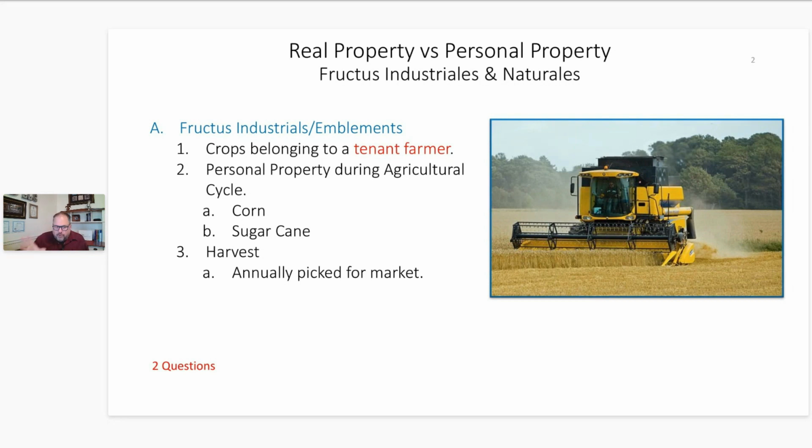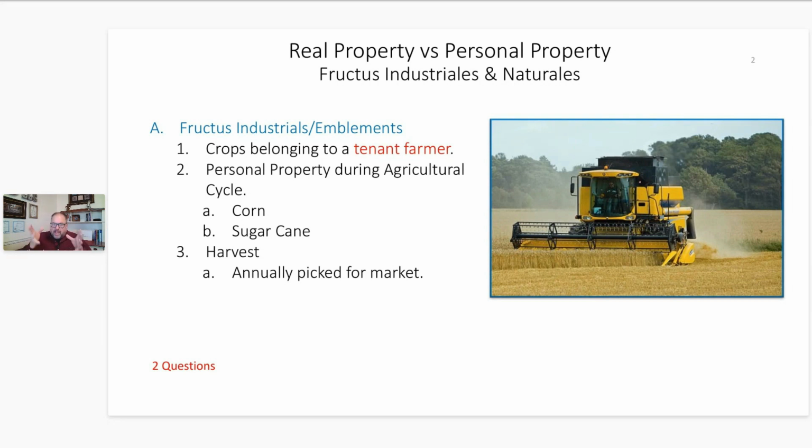Okay, don't confuse this with perennials or fructus naturals. I'll talk about that on the next slide. But when you see the word industrials, we're talking about personal property. We're talking about industry. We're talking about the farming industry. And the reason it makes them personal property is because during the gestation cycle, they grow.